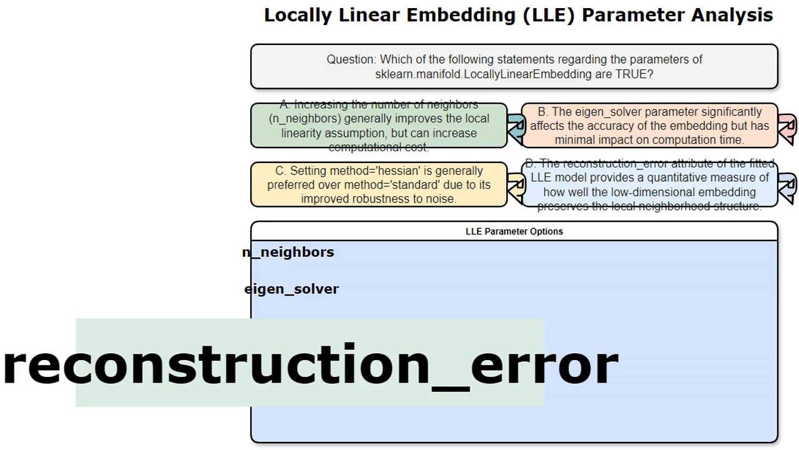After LLE finishes, I can check this attribute. It tells you how well the lower dimensional representation preserves the original data's structure. A smaller value indicates a better preservation of the local neighborhood structure. Think of it like a score. Lower is better. I'm analyzing the parameters of the locally linear embedding algorithm, a dimensionality reduction technique in machine learning.